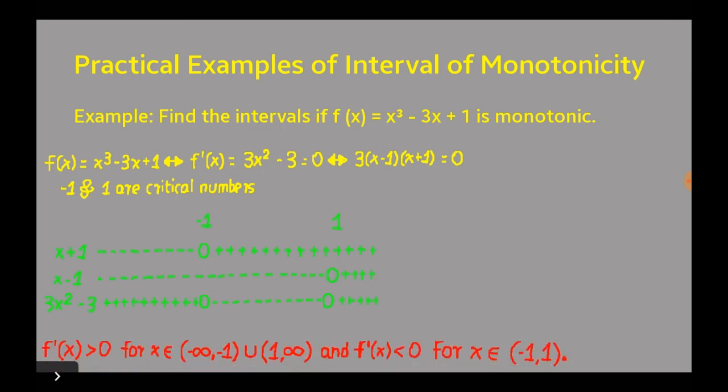We got it, the correct answer of what we have identified here. f derivative at x is greater than 0 for x an element of negative infinity up to negative 1, union 1 up to positive infinity. And f derivative at x is less than 0 for x an element of negative 1 up to positive 1. This is all about what we have underlined.